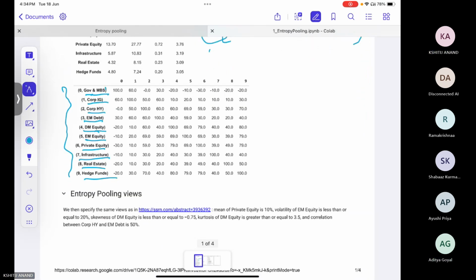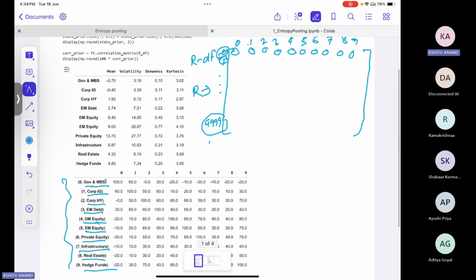Now, this is your matrix R. So what is the size of R? Anyone? What is the size of R? 10,000 cross 10, right? Yes, very good.